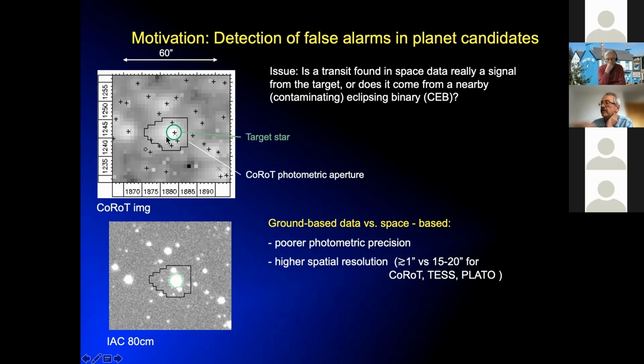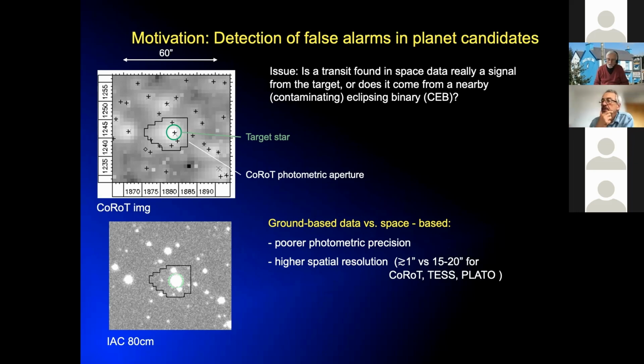So that's why we do the ground-based observations, which we see down here. We see an image from the IAC80 telescope, which is an 80 centimeter telescope in Tenerife. And we see, of course, it has a much higher spatial resolution. Spatial resolution from ground is more or less 1 arc second, or sometimes even better, and quite often a bit worse, versus the 15 to 20 arc seconds that are common to these 3 space missions, Corot, TESS, and Plato. But of course, we have a much poorer photometric precision from ground in general.